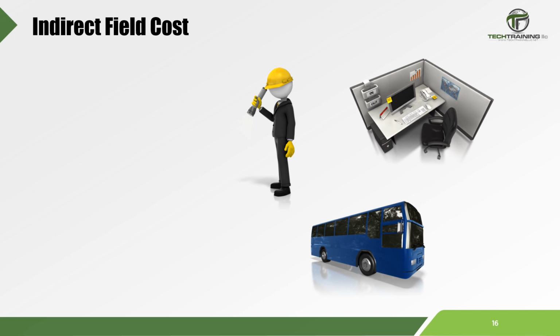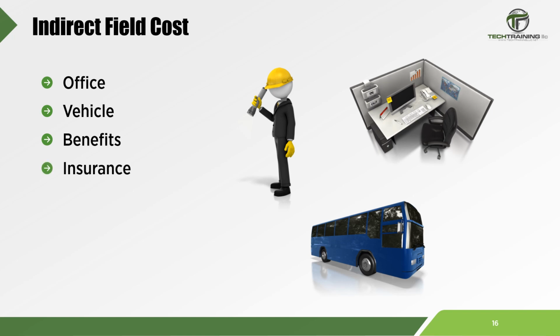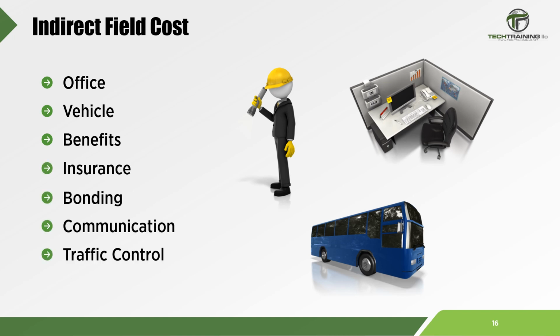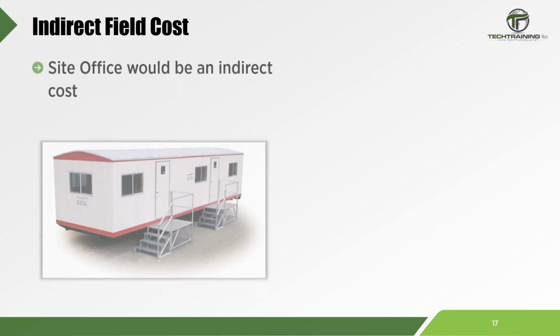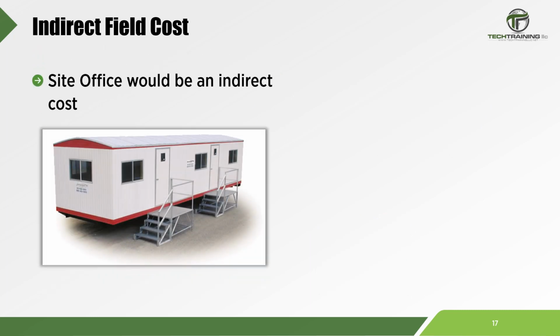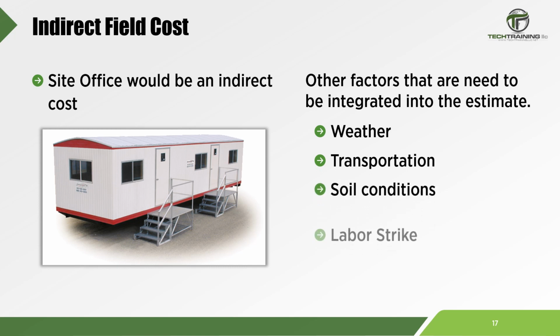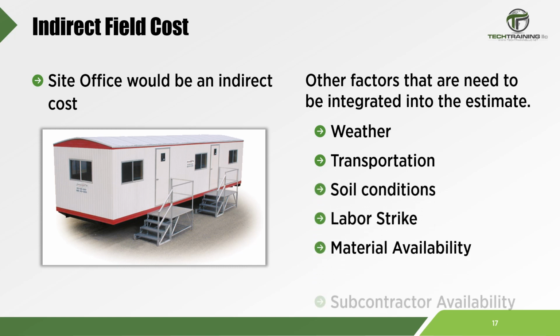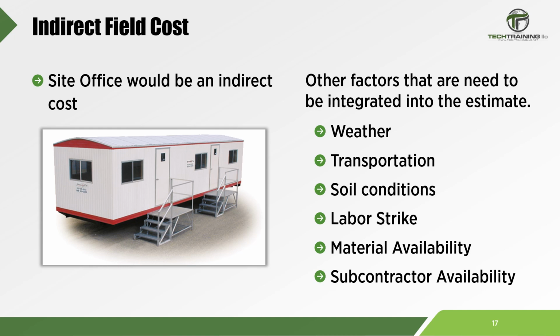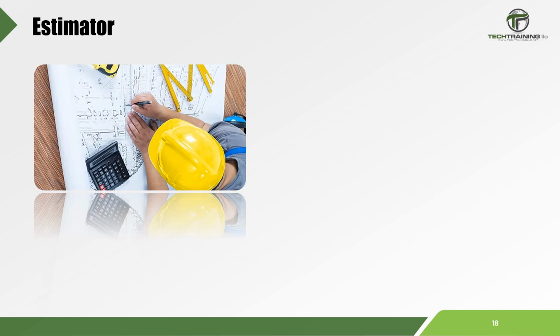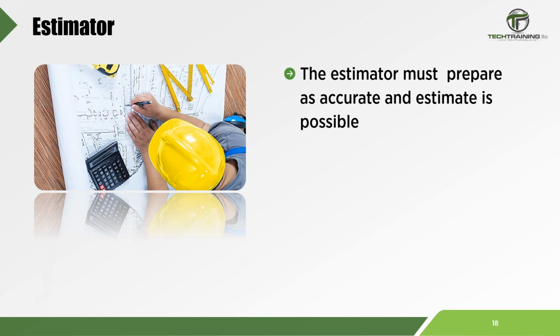This might include such items as the field office, vehicles, worker benefits, and we can't forget insurance, bonds, communication systems, and traffic control. Now, the project site office might be an indirect field cost, but other factors must also be included in the indirect costs. What about weather, transportation, soil conditions, labor strikes, material availability, subcontractor availability? All of this information must be gathered, considered, and quantified by the estimator. Regardless of the weather, labor strikes, or availability, the estimator must prepare as accurate an estimate as possible.